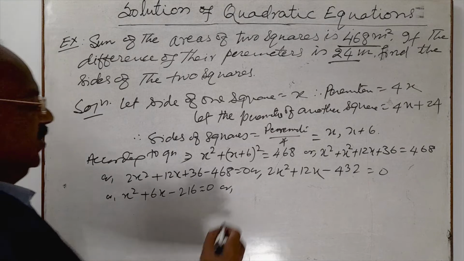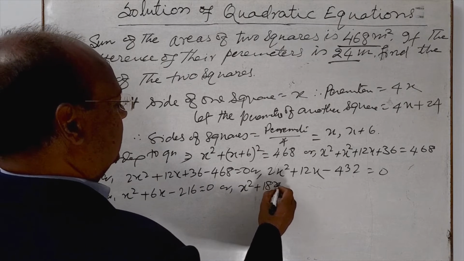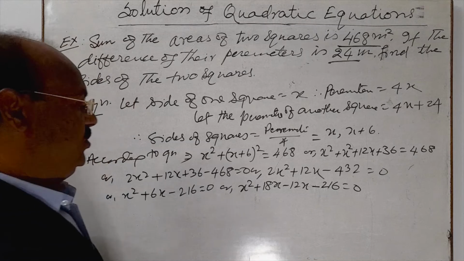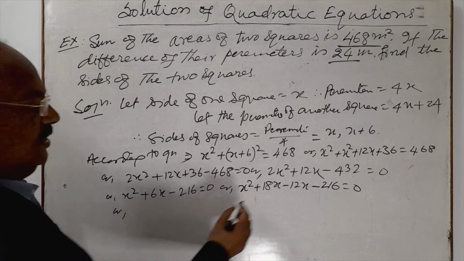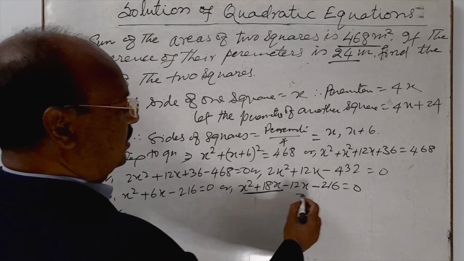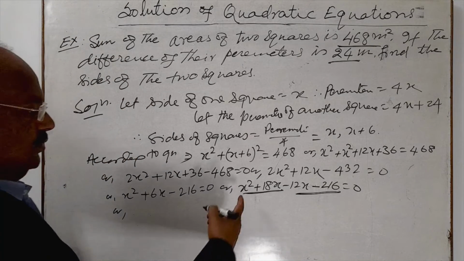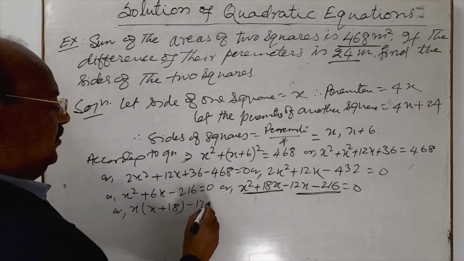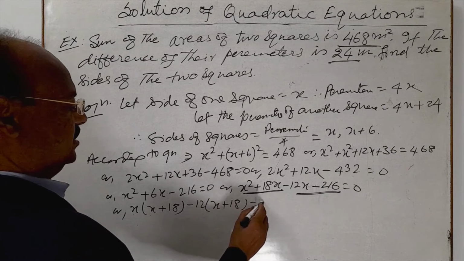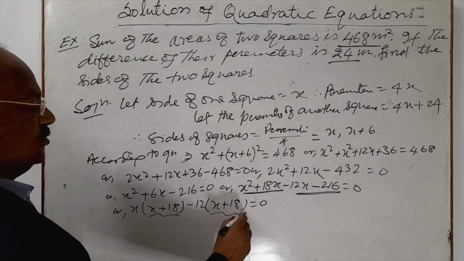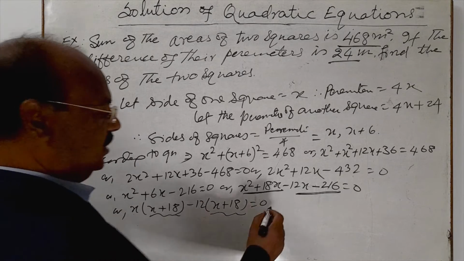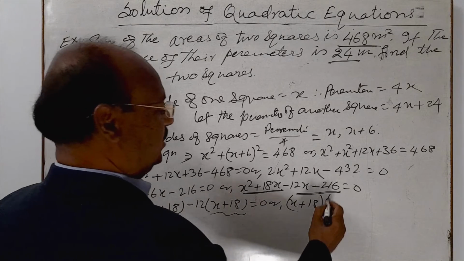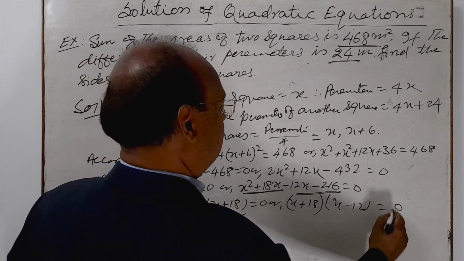Let us factorize it. So this will be x square plus 18x minus 12x minus 216. This is equal to 0. You see we can take x common from these two terms and minus 12 common from these two terms. So here you will write x plus 18, and here minus 12 will be common, x plus 18. This is equal to 0. You see x plus 18 is common in both the terms. So now we can take x plus 18 common, correct? So from here you will write x minus 12 is equal to 0.